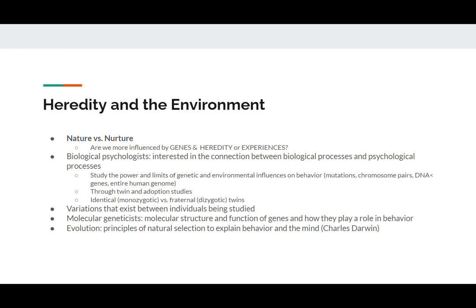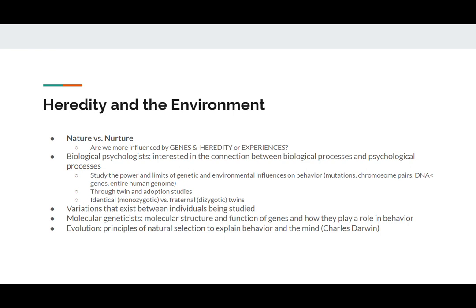In contrast to identical or monozygotic twins, fraternal or dizygotic twins develop from different fertilized eggs. Identical twins are more important, I would say, in the exam section. We can also use heritability to understand the variations that exist between individuals being studied. Heritability basically tells us how much of the variation that exists between a group of individuals is due to genetics. Heritability is not the amount or percent of a given trait that is inherited. It's instead an explanation of the differences that exist between us related to genetic factors.